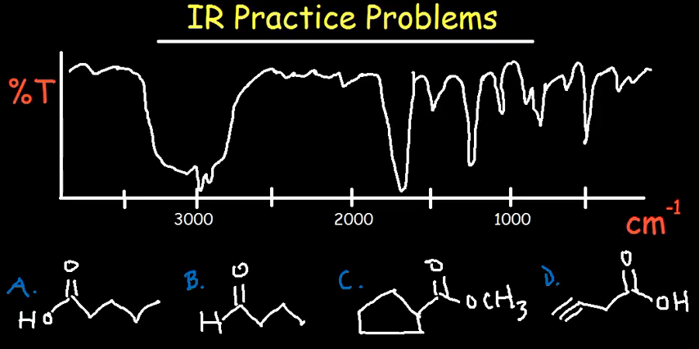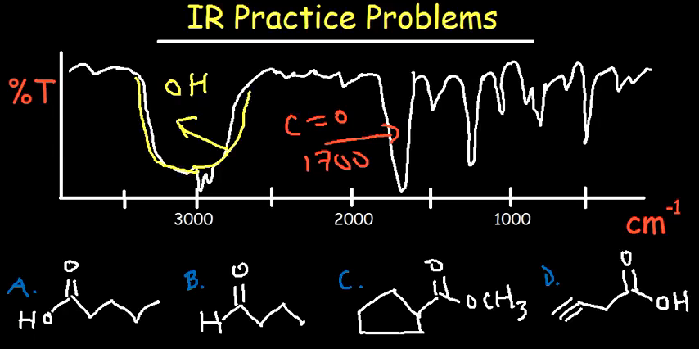Alright, so the first thing that we notice here is we have a carbonyl stretch at around 1700, and we have a massive OH stretch. Whenever you see this massive signal, you know it's a carboxylic acid. So let's eliminate anything that's not a carboxylic acid. Well, B is an aldehyde, so that's out. And C is an ester, so it can't be B or C. Now, both A and D contain a carboxylic acid functional group.